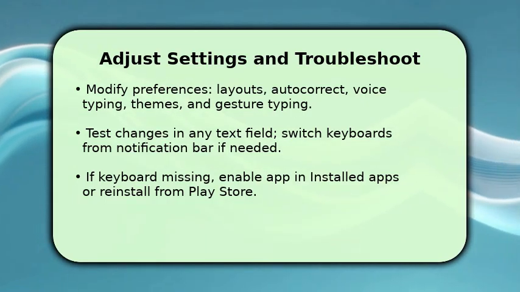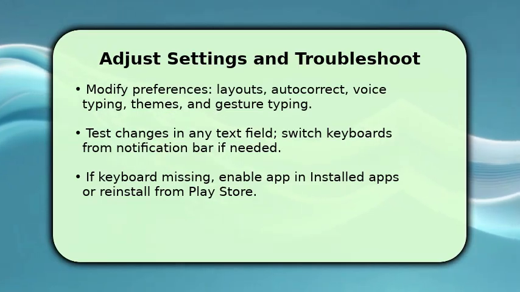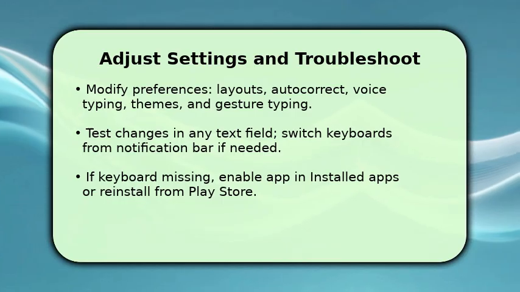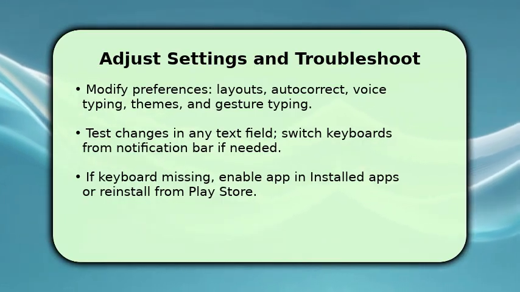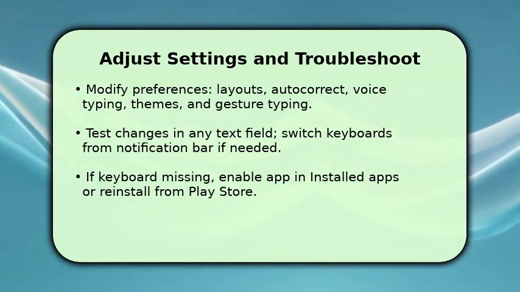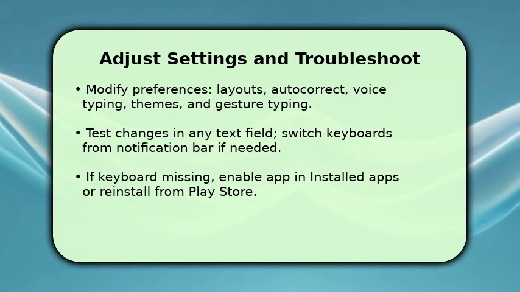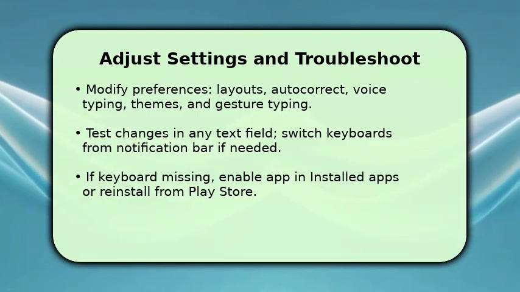If you need to swap keyboards, pull down the notification bar and tap Keyboard or Input method. If the keyboard is missing or not responding, make sure it's enabled in Installed Apps and Permissions, or reinstall the keyboard app from the Play Store to resolve most issues.